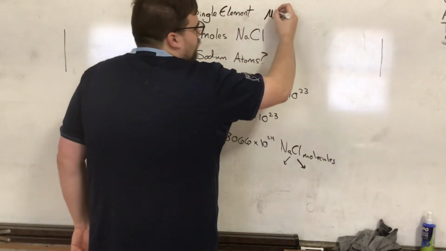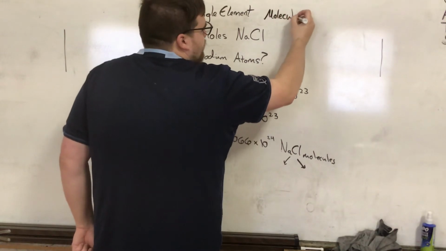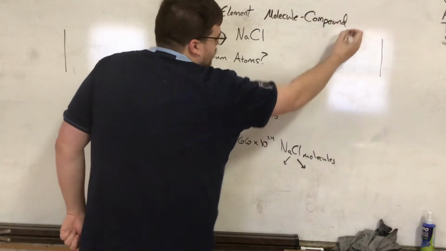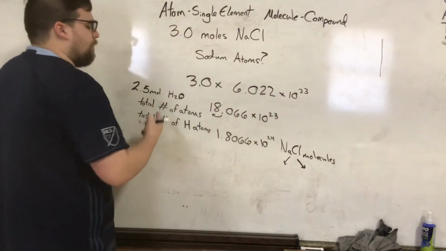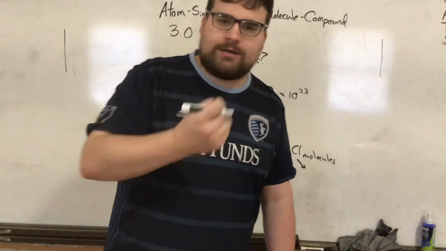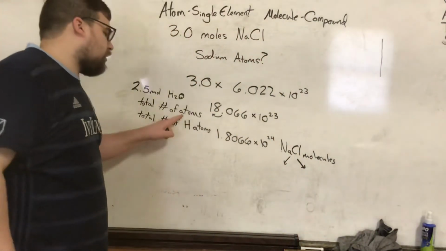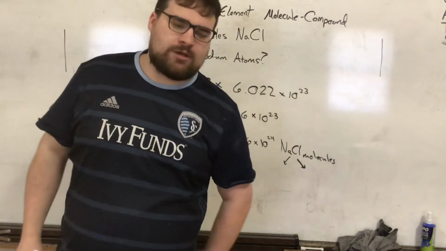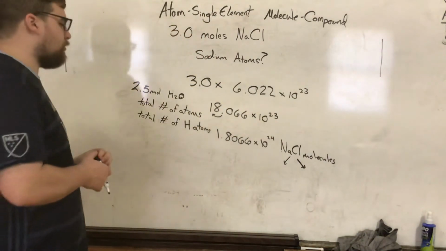A molecule is the term for a compound. So something like NaCl is a compound or H2O is a compound because it has multiple single elements combined together. So whenever we're talking about atoms, we are talking about individual elements, single ones. So here's what we want to do.